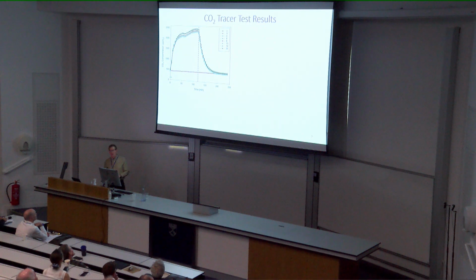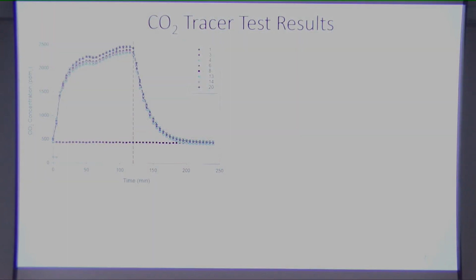I mentioned we also looked at these tracer tests that were conducted. So here's an example of a tracer test that was conducted in this chamber. And basically what we did was we introduced carbon dioxide for the first 2 hours of this 4-hour experiment. And then we had a fleet of these little carbon dioxide monitors that we had stationed at various locations, more or less uniformly distributed around the room.